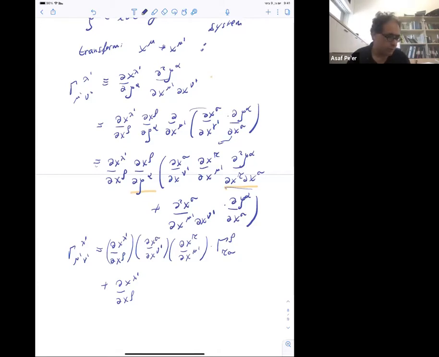What are you going to do? Yeah, wait. Then I use here dx rho over d psi alpha, and here I have d psi alpha over dx sigma. So that's just a delta rho sigma. So since I have this delta, I can write it as d squared x rho over dx mu prime dx nu prime.